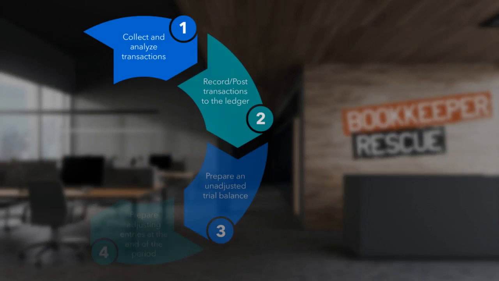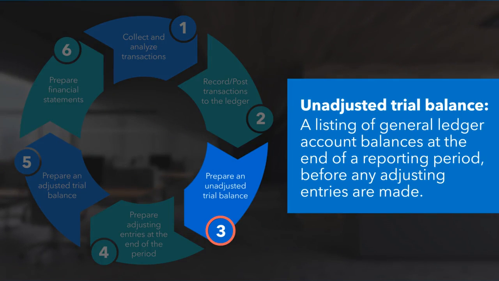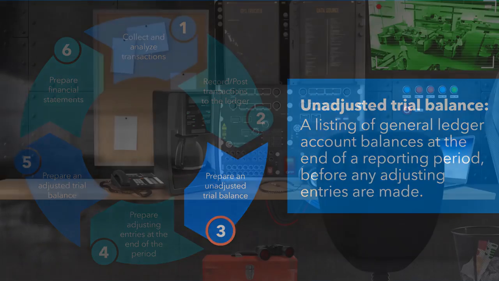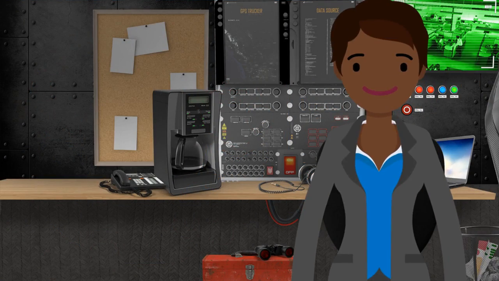For step 3, you'll focus on creating an unadjusted trial balance. This is what you get when you calculate all of the balances for your accounts. Think of it more as sort of a first draft. Here, let me show you an example.